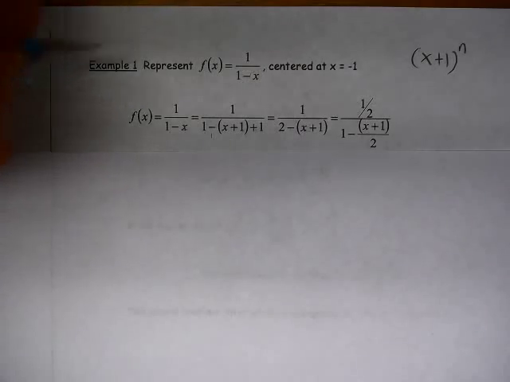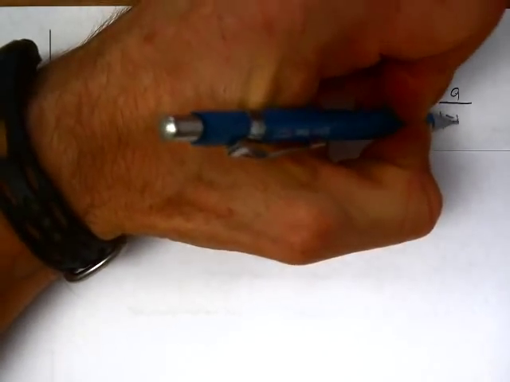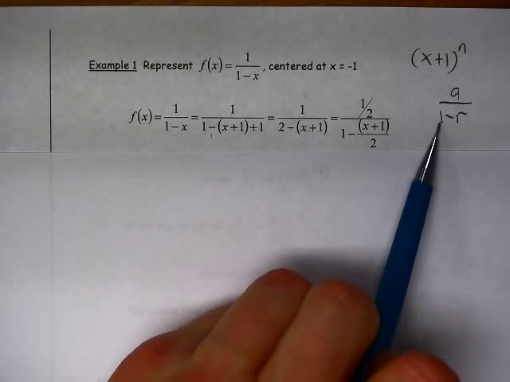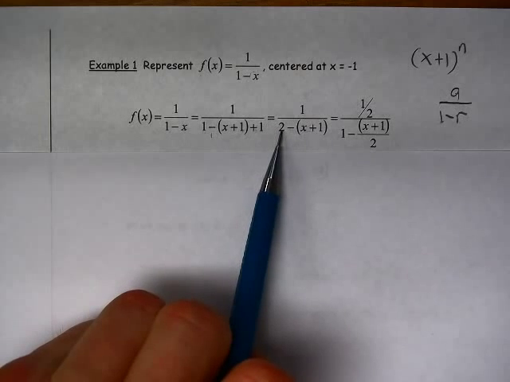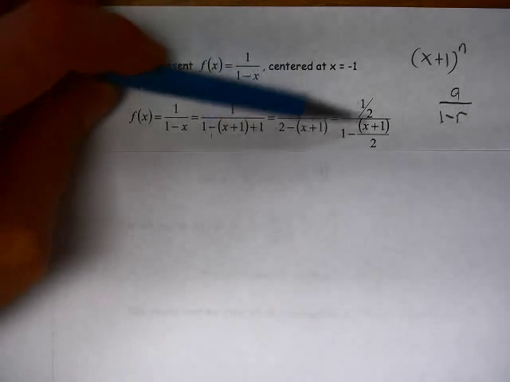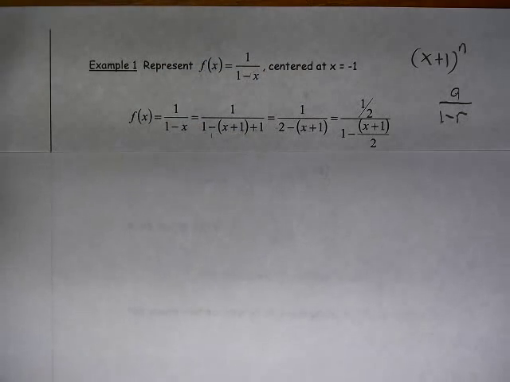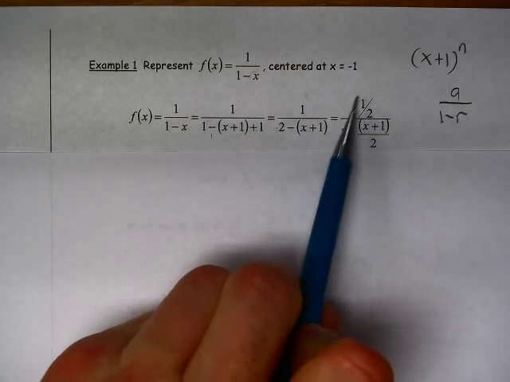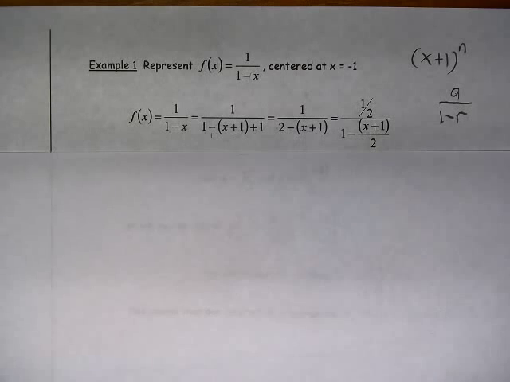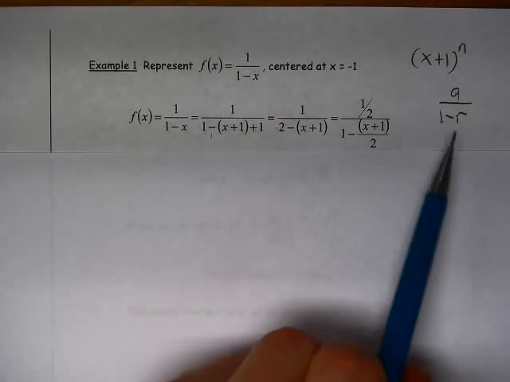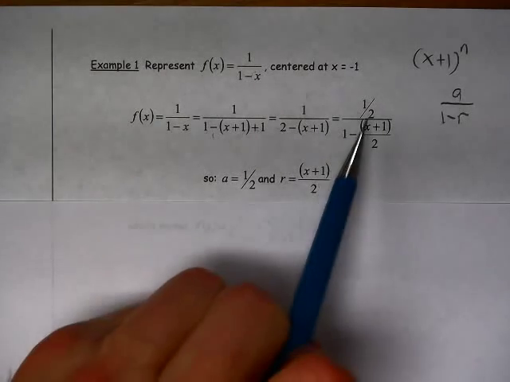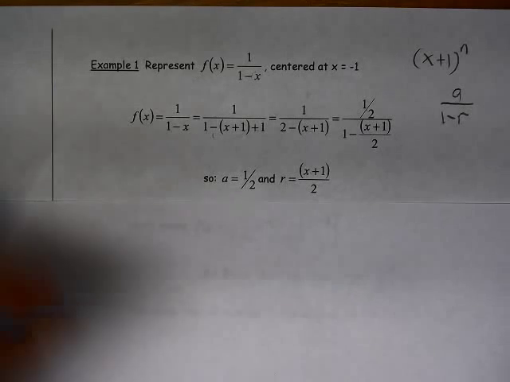Keep in mind the form that we're looking for is this. Notice that a could be anything, r can be anything, but we need a 1 here. So right now I have a 2. In order to get that to be a 1, I have to divide by 2. Therefore, I have to divide everything by 2, numerator and denominator. So now I have 1/2 over 1 minus the quantity x plus 1 divided by 2. So I've effectively got it in this form. So here a is 1/2 and r is x plus 1 over 2.